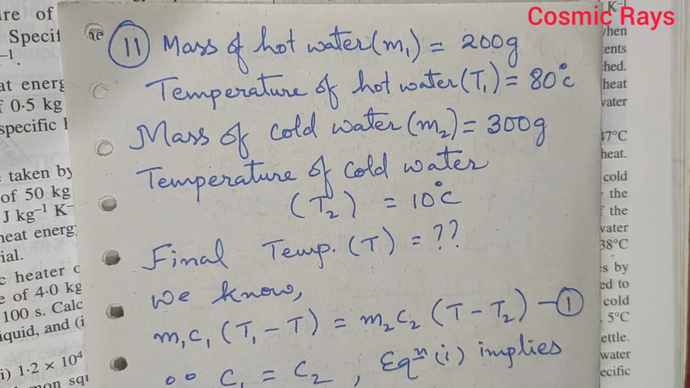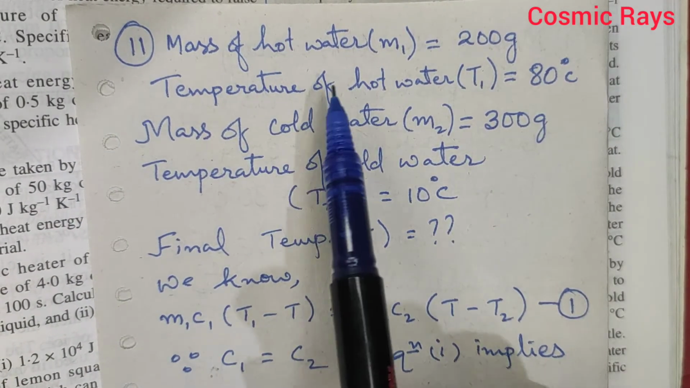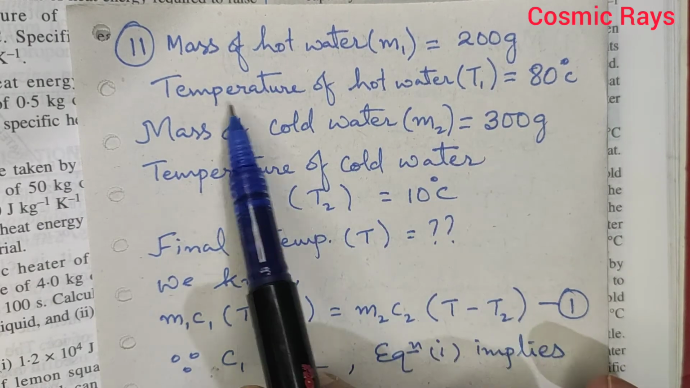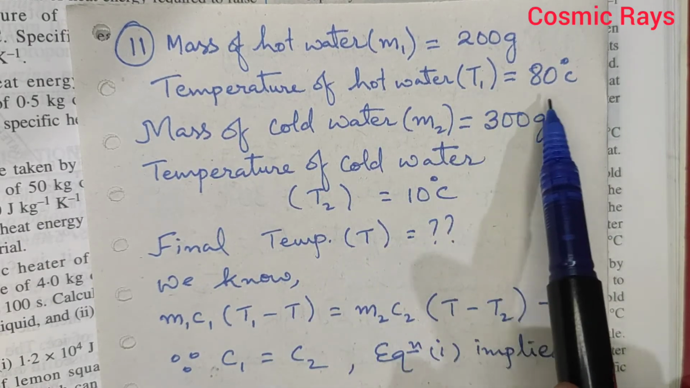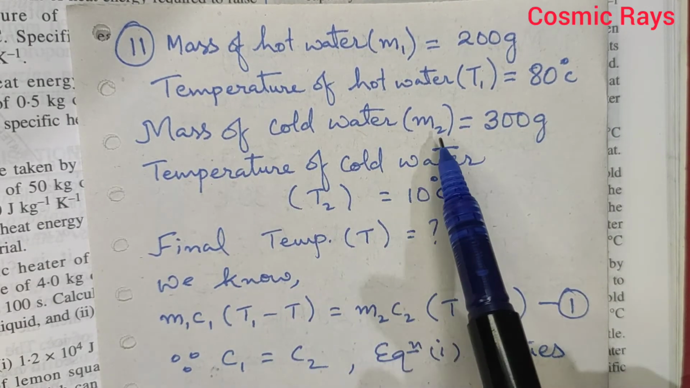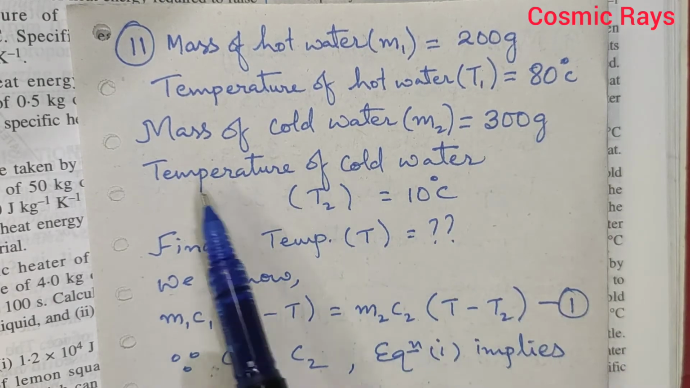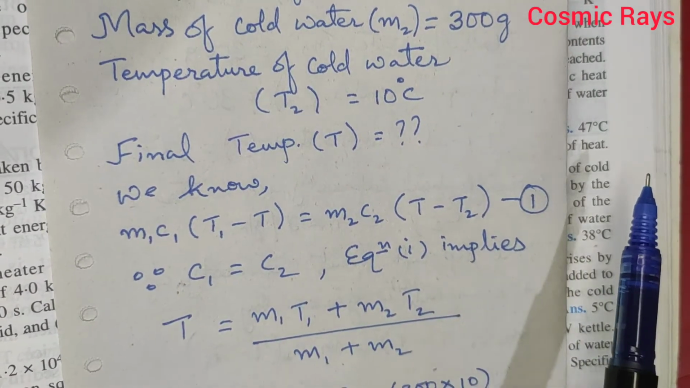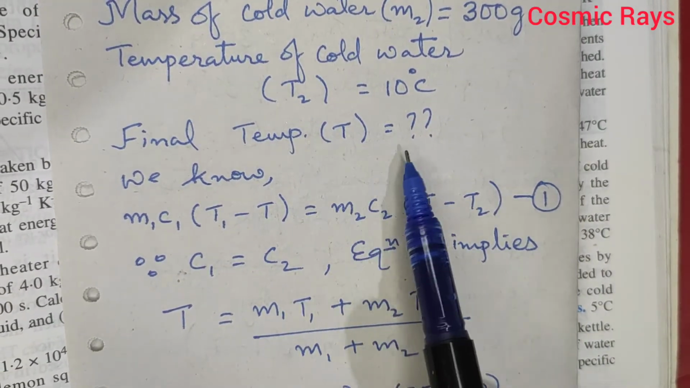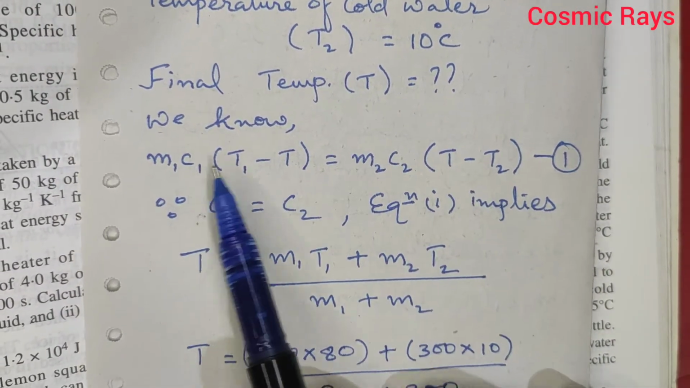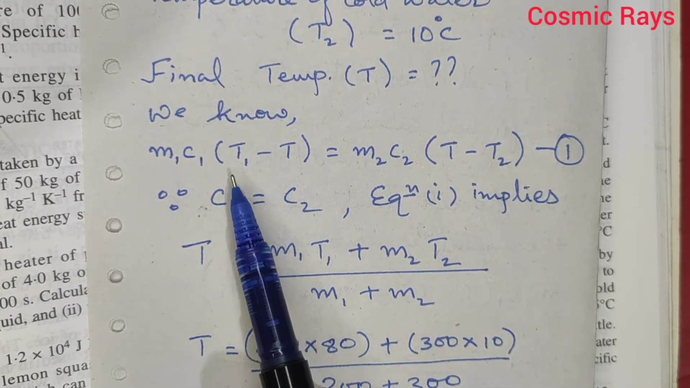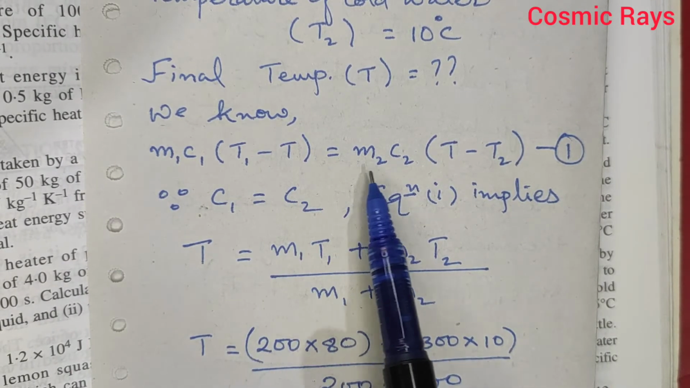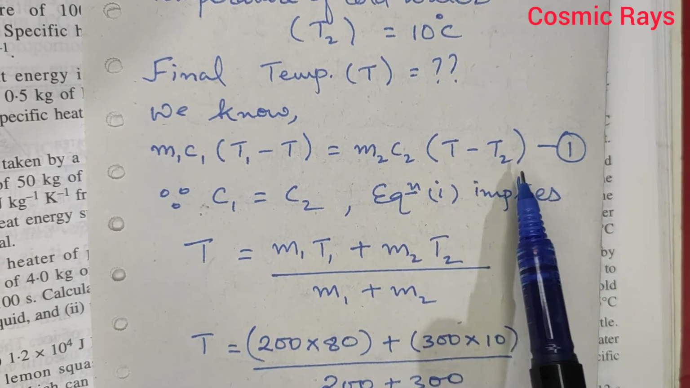So here we have written the given things. Mass of the hot water M1 is 200 grams. Temperature of hot water T1 is 80 degrees Celsius. Mass of the cold water M2 is 300 grams. Temperature of cold water T2 is 10 degrees Celsius. So final temperature is what we have to calculate. So we know the formula M1 C1 multiplied by (T1 minus T) is equal to M2 C2 (T minus T2).